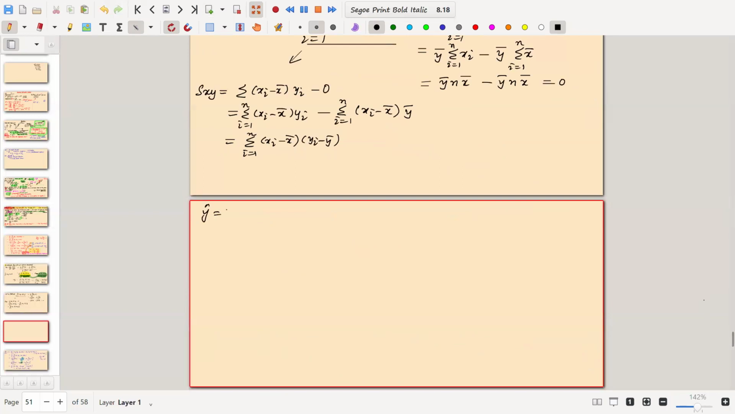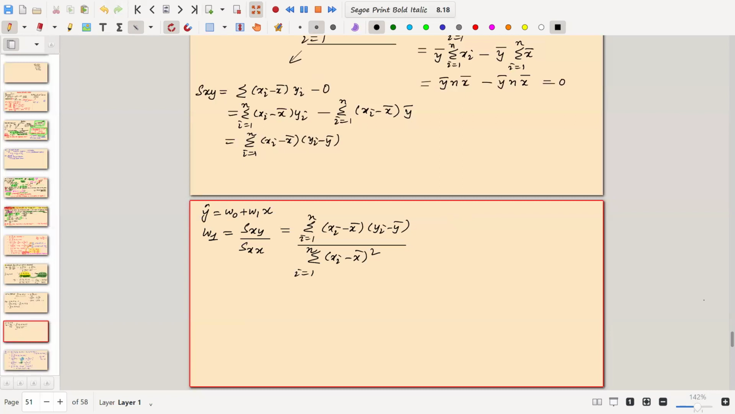So y cap is equal to w naught plus w1 x. This is the regression line. Okay. And what is the regression coefficient or the slope w1? It is nothing but the covariance of x and y divided by the variance of x. And what is the covariance of x and y? It is nothing but the summation i equal to 1 to n of (xi minus x bar) into (yi minus y bar), divided by the summation i equal to 1 to n of (xi minus x bar) whole square. Agree? This is w1, right?